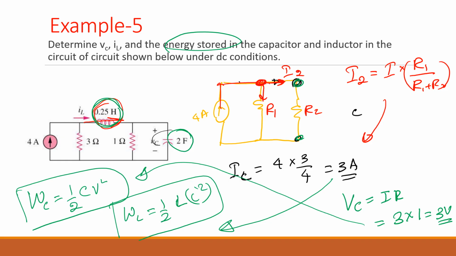What do you get? What's that? For the capacitance one. What is that? 9 joules. How about the next one? 1 point something. Yes, that's right. Okay, so are you guys okay? All right.